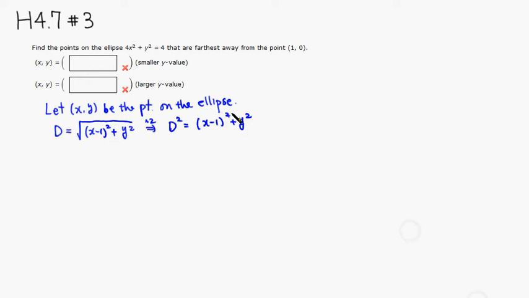One thing we notice is that this (x, y) actually sits on the ellipse, so it satisfies this equation. From here, we can solve for y squared. y squared would be 4 minus 4x squared. So I'm going to pull out that negative 4, so we have x squared minus 1. Let's rewrite that. I'm going to plug this right in here.